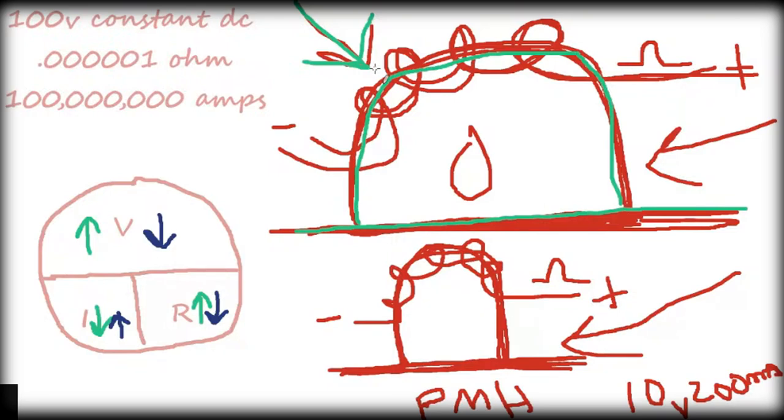What is 10 divided by 0.000001 ohms? It is 10 million amps. So if you multiply 10 million times your volts, which is 10, you get 100 million watts. Perpetually flowing. Okay, that's said enough.